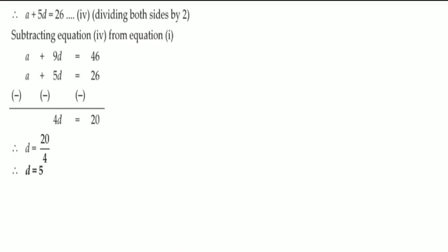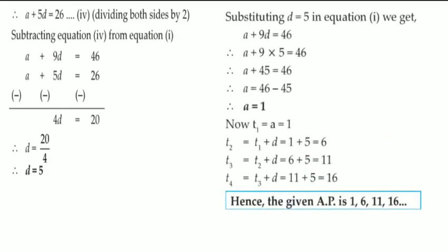Substituting D is equal to 5 in equation 1, we get: equation 1 is A plus 9D is equal to 46. So in place of D we are writing 5. So A plus 9 into 5 is equal to 46. Therefore A plus 45 is equal to 46 and therefore A is equal to 1. Now you can see that we know the value of A, that is the first term, and we know the value of D, that is the common difference. So it is quite possible for us to write down the AP. So let us write it down.